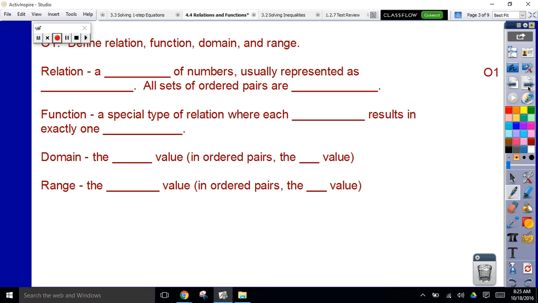Okay, so first let's go into the definitions. A relation is just a pairing of numbers, usually represented as ordered pairs. So if a relation is just a pairing of numbers, then all sets of ordered pairs are relations. So any set of ordered pairs that you have is a relation.